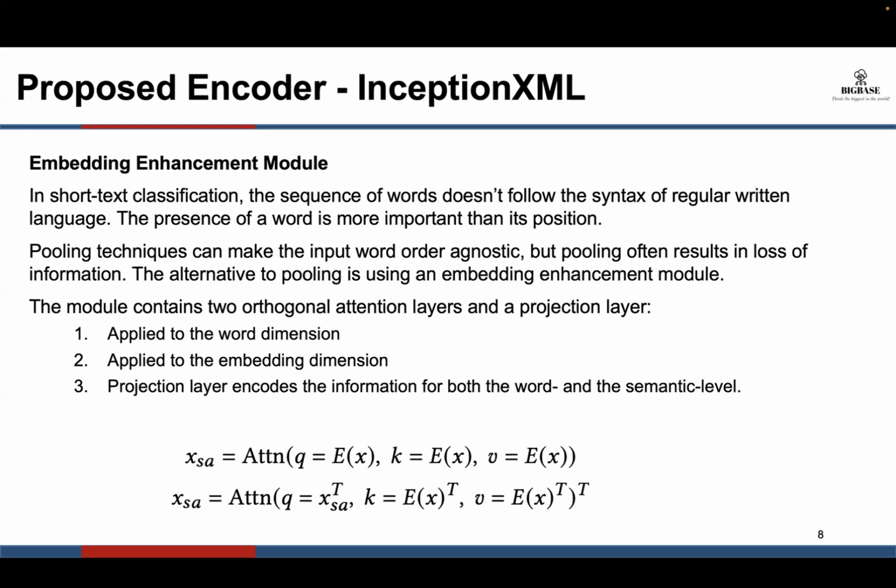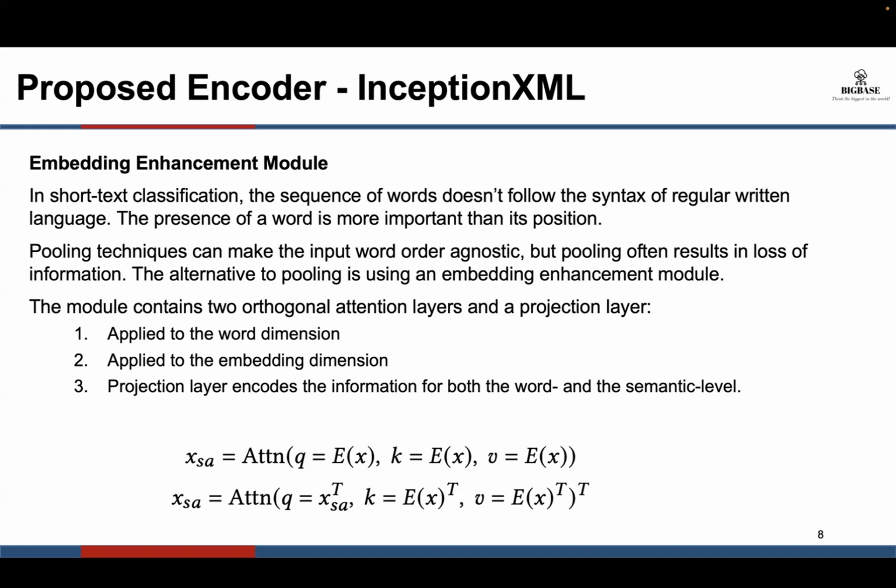In short text classification, the sequence of the words doesn't follow the syntax of regular written language, and actually the presence of a word is more important than its position. So we want to make the word order agnostic, and we can use techniques like pooling. But pooling often results in loss of information, and for short text, the information is already very scarce. And the alternative to this is what they propose here, called the embedding enhancement module.